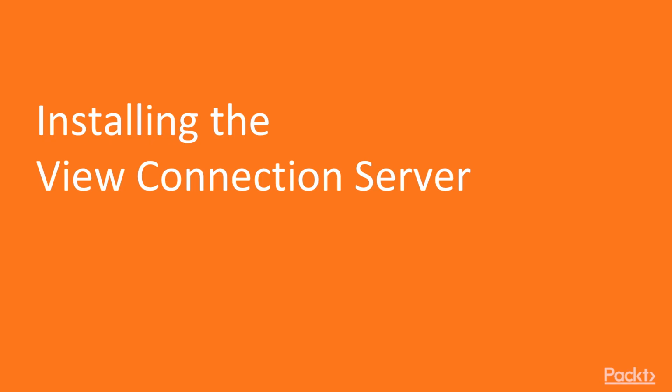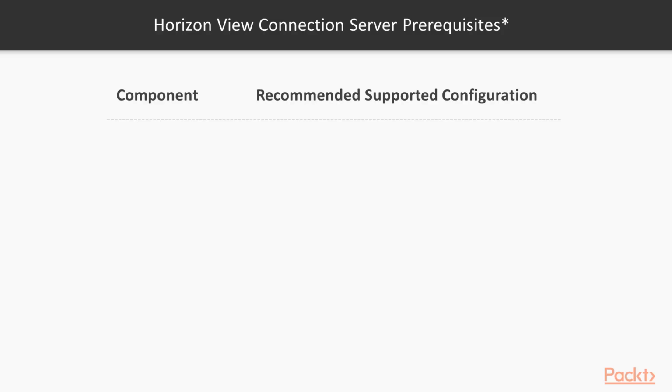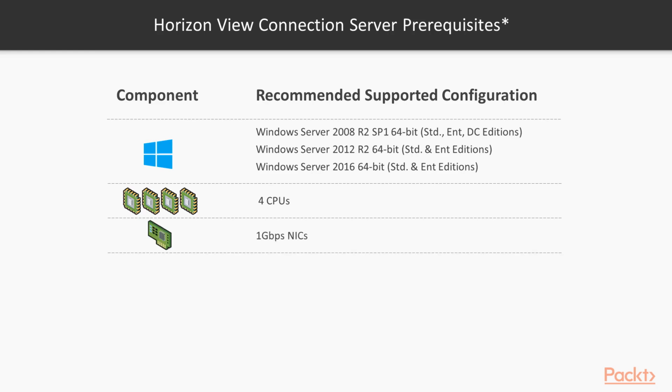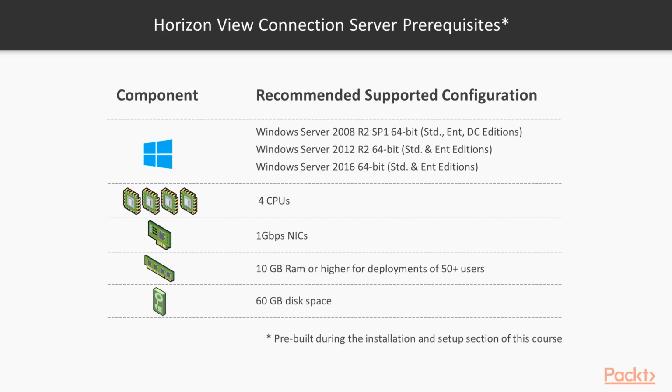So let's move on to the first part of this video and look at installing the connection server software. But before we do, we're just going to remind ourselves of the prerequisites that we'll need for this virtual machine to have. So the connection server needs to be built with the following configuration. It will need to be running Server 2008, 2012, or 2016, have 4 virtual CPUs, a 1 gig network card, a minimum of 10 gig of RAM, and 60 gig of disk space for the software to actually sit in.